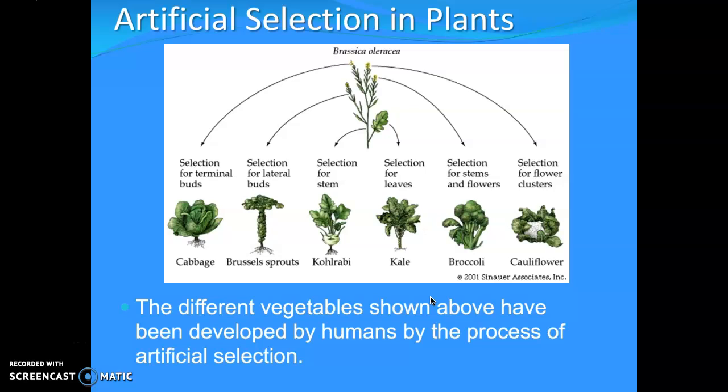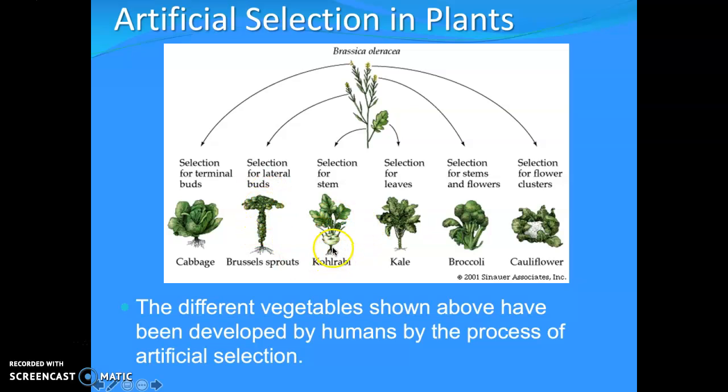For example, did you know that cabbage, Brussels sprouts, kohlrabi, kale, broccoli, and cauliflower all descended from the same plant? You can kind of tell, for example, the way you cook them, they may taste pretty similar. They all descended from this plant, Brassica oleracea. I can never say that. What ended up happening was that farmers took this original plant and selected for certain parts of the plant. For cabbage, they selected for terminal buds, which means buds at the very base of the plant, and that's what made a cabbage. Brussels sprouts, they selected for lateral buds, so buds that were further up on the plant.